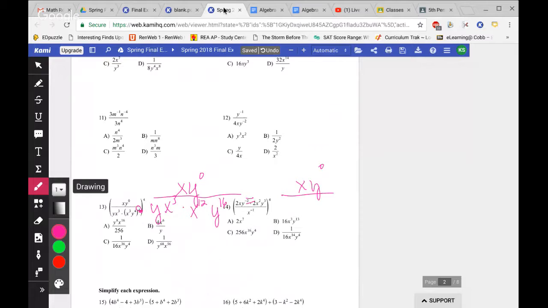So I've got a y to the first and a y to the 16th. They're being multiplied, so I add the exponents. 1 plus 16 is what? 17. Yes. And I've got an x to the third and an x to the 12th. So what would that be? Would you add those? Yes. Because when they're being multiplied, you add. When it's a power to a power, you multiply. Okay, so that would be 15.